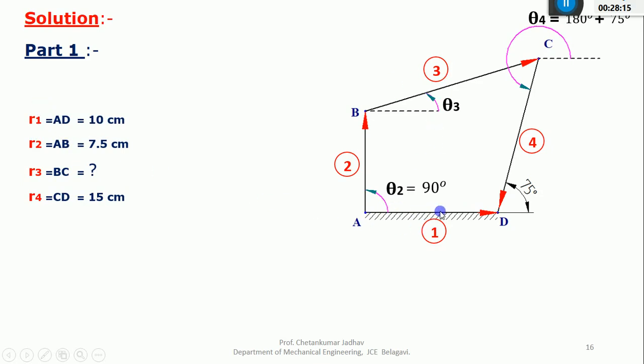This is the first vector, that is R1. The problem gives the length of link AD, or R1, as 10 centimeter. First I'll write that down. And the length of the second vector, that is AB, is also given in the problem as 7.5 centimeter. And the length of the third vector, that is R3, that is BC, is not given. It is not mentioned in the problem, so I'll make it an unknown, that is a question mark. And the link length of the fourth one, that is CD, that is R4, is 15 centimeter. It is also given in the problem.